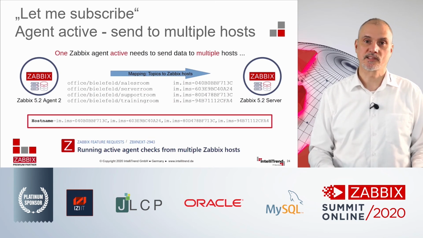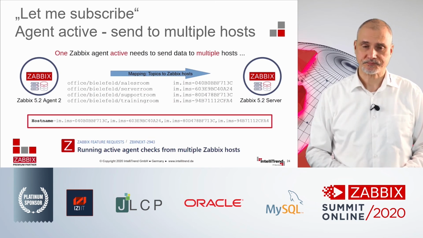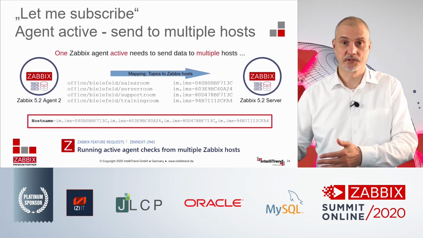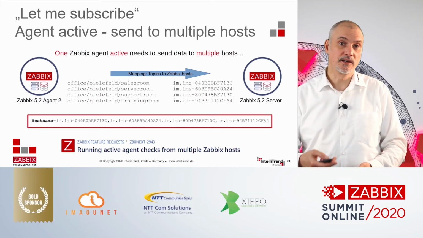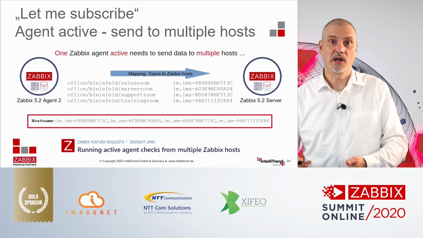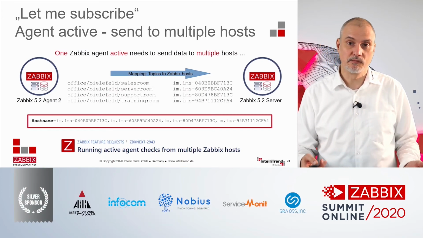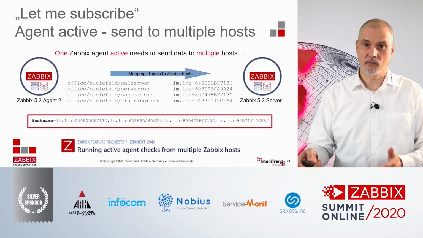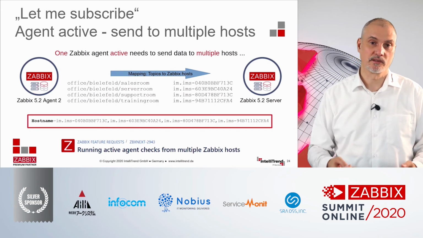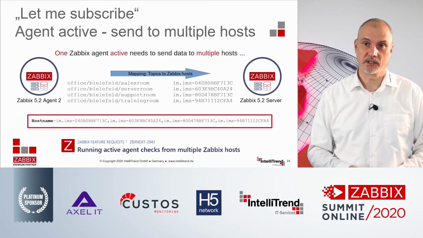So in summary, we can say with this nice addition that's being implemented in Zabbix 5.2, we have the ability to run one Zabbix agent in active mode, but can still provide data to multiple hosts in Zabbix. So it's a really, really great addition, and it works very well with the new features of MQTT in Zabbix.